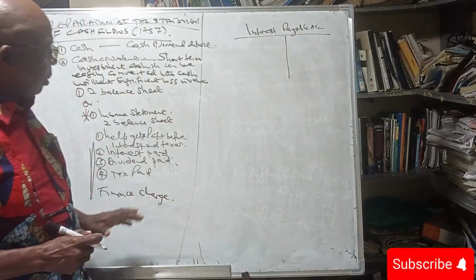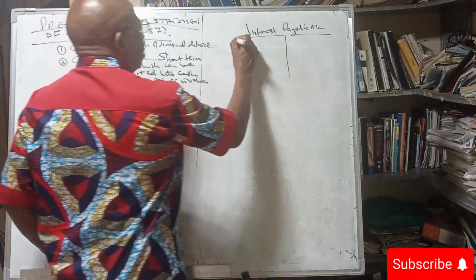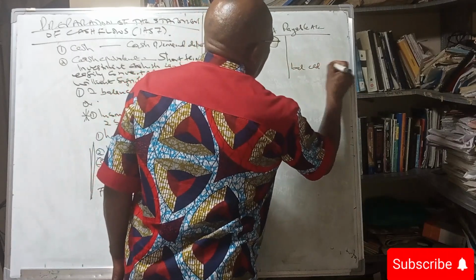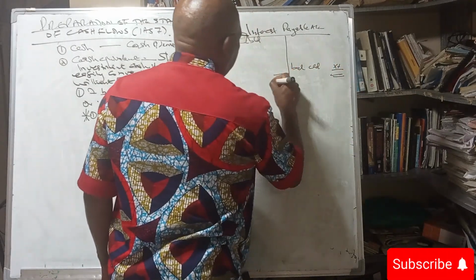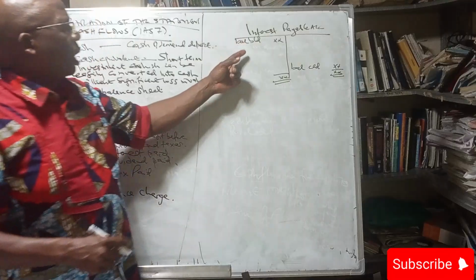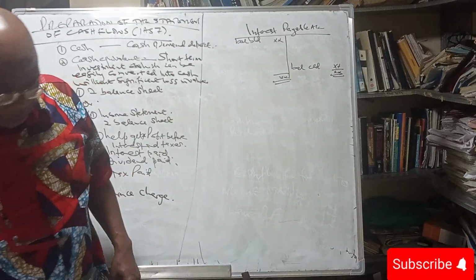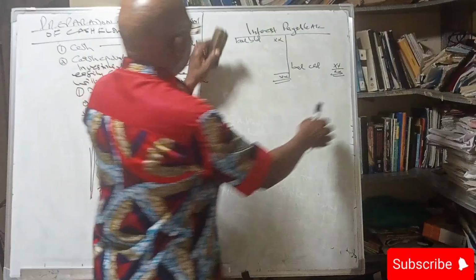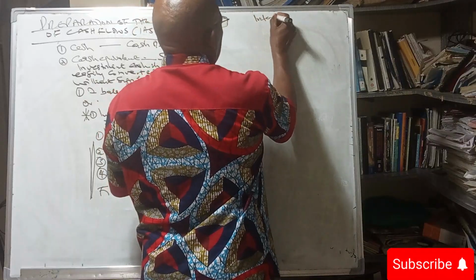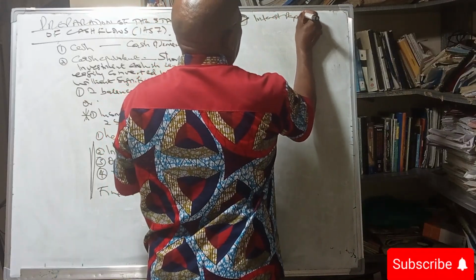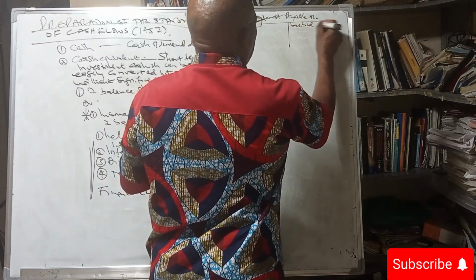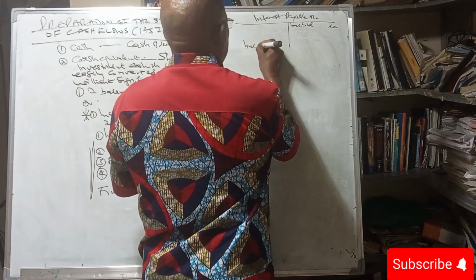Now, what you are being told is that the balance sheet will give you the balance brought down and balance carried down. The balance brought down is the opening. Interest payable account. It's a liability, so we have balance brought down and balance carried down.